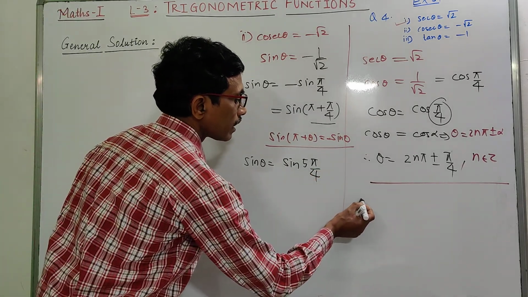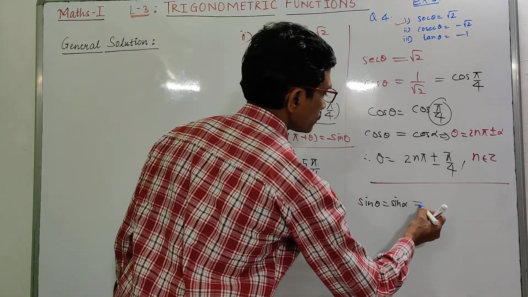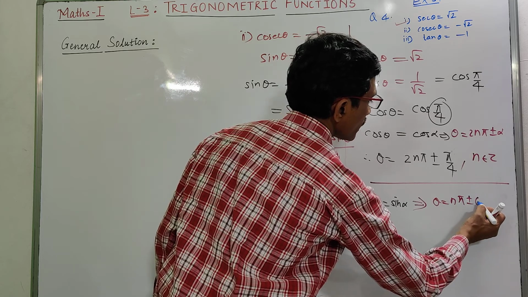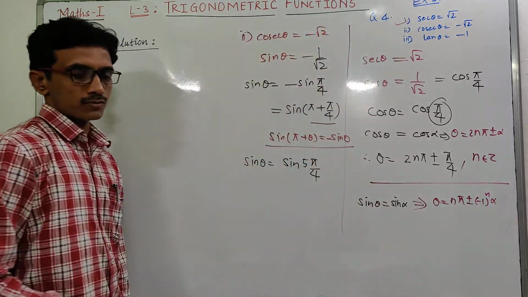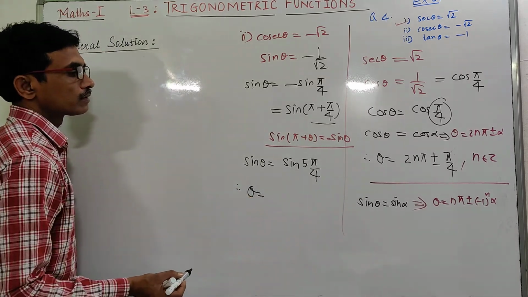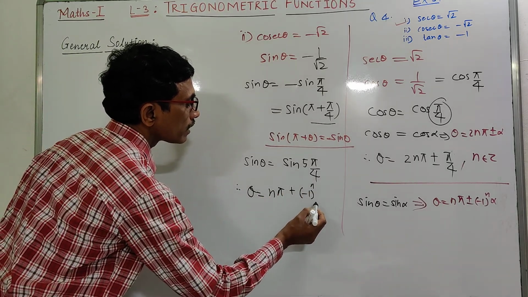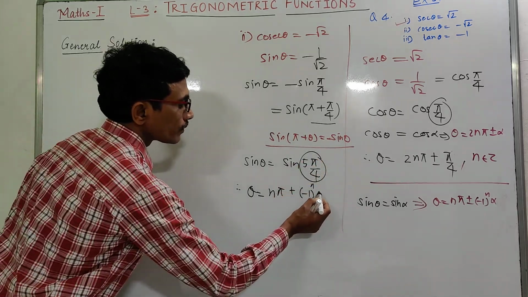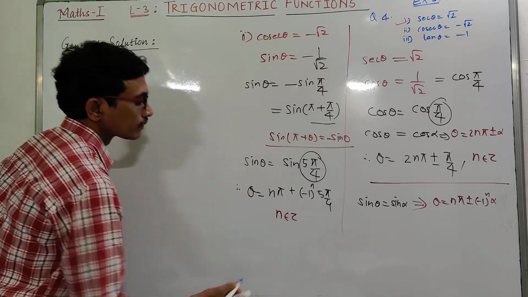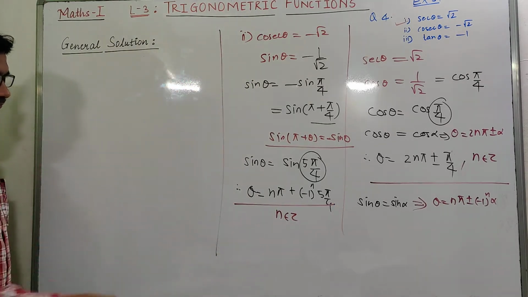Now as we know, sin theta is equal to sin alpha implies theta is equal to n pi plus minus 1 raised to power n alpha, where n belongs to Z. Therefore theta is equal to n pi plus minus 1 raised to power n alpha. Alpha is 5 pi by 4, where n belongs to Z. This is the general solution. Next is the third one.